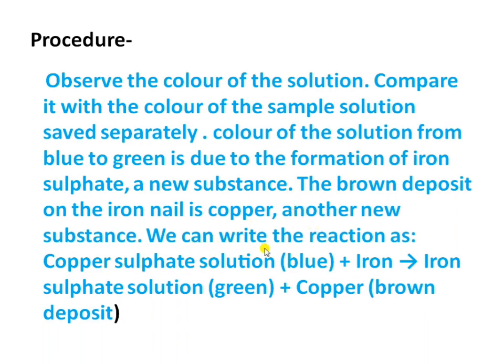We can write this reaction as: when the copper sulfate solution, which is blue in color, reacts with the iron nail, it forms iron sulfate solution, which is green in color, plus copper, which is also produced as a brown deposit. So the brown deposit present on the iron nail is copper, a new substance that is formed here.